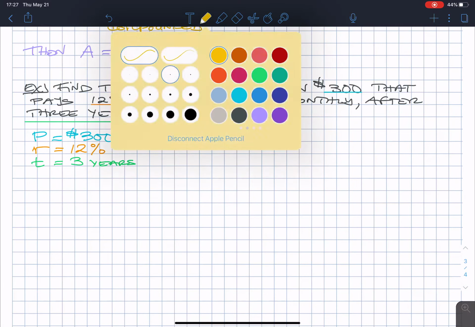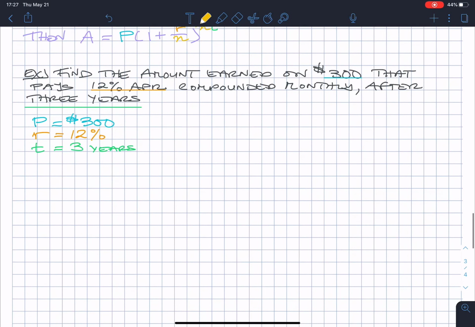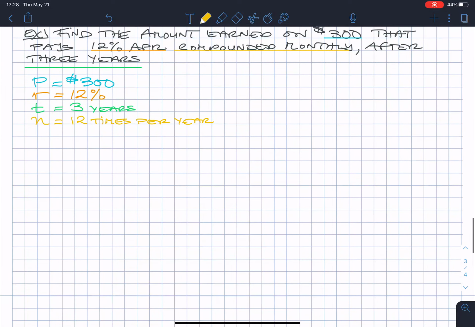And n, did I use yellow for n? I did. It is the number of times it's compounded. Okay, so n, well, that's going to be 12 times per year, right? Because the APR corresponds to an annual percentage rate. Hence, we have to do n: how many times per year does it compound?